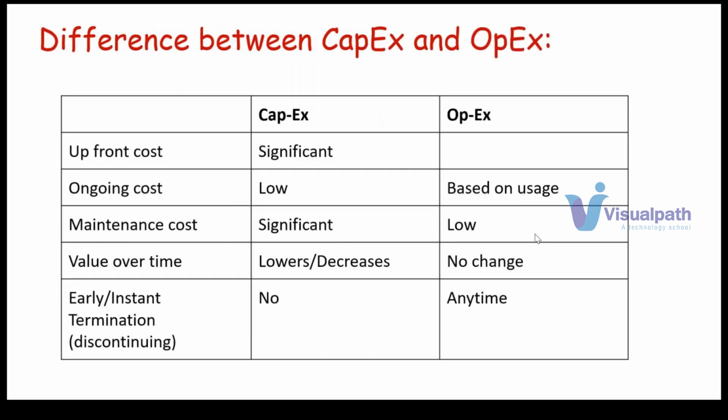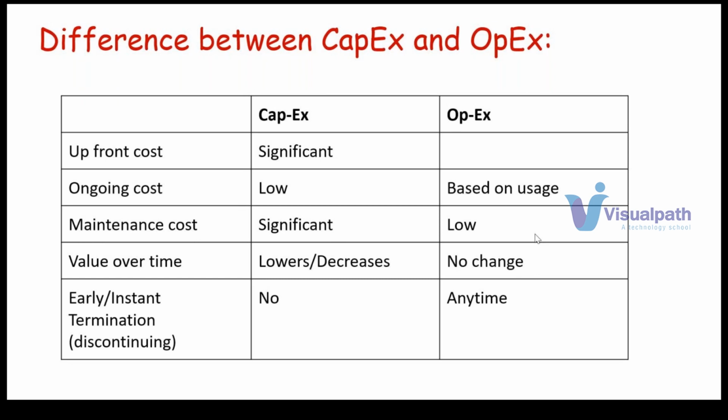So there is no need to spend on maintenance and all that stuff. Okay, so what is the difference between capital expenditure and operational expenditure? Capital expenditure is a significant one. You have to pay and bear the upfront cost, which means you have to create your own infrastructure. At that time, you have to invest capital. That is the thing. So for ongoing cost, capital expenditure is low. And for operational expenditure, it is based on usage.